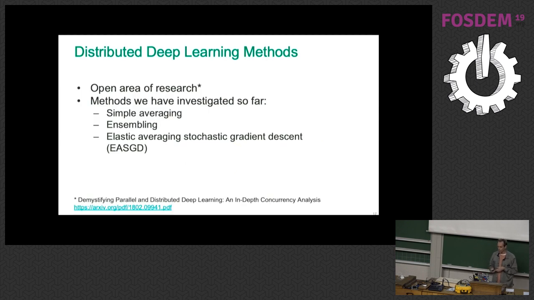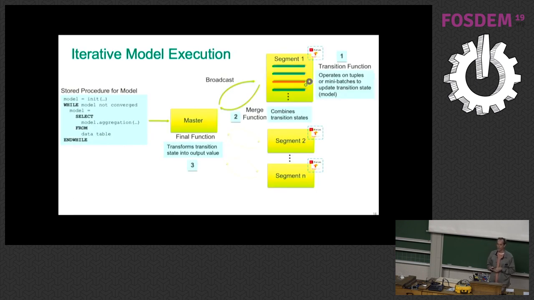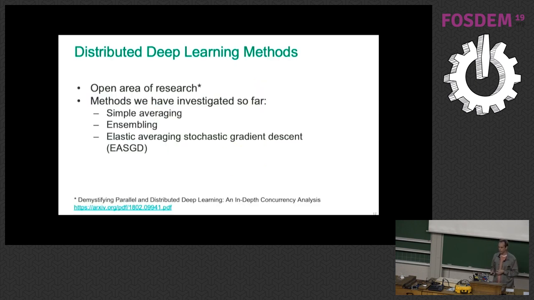So the question that we've been looking at is, what does that merge function look like? How do we collect this data in order to do this distributed computation? It turns out, not surprisingly, this is an open area of research. There's a paper I've quoted here, which I think is very useful. It gives a survey of different approaches to take to distributed learning.